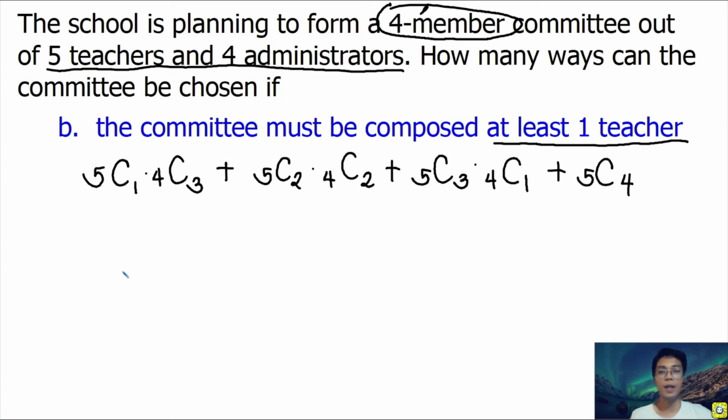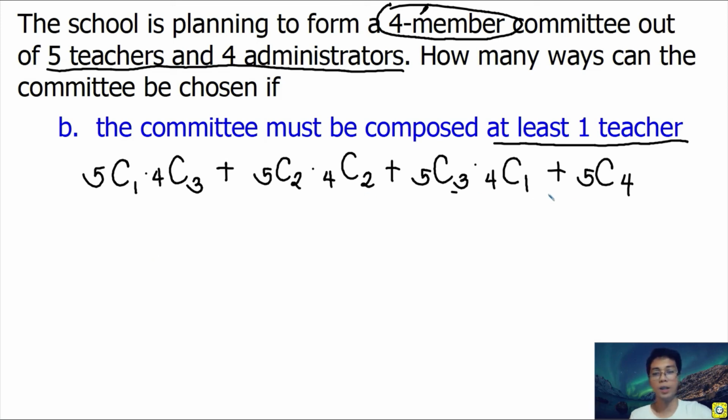So, ibig sabihin, pag at least, ito po yung may mga pina-plus-plus. 5 chosen 1 times 4 chosen 3, ito po yung exactly 1 teacher meron doon sa 4-member committee. Ito namang 5 chosen 2 times 4 chosen 2, ito yung may exactly 2 teachers na kasama doon sa 4-member committee. Ito namang 5 chosen 3 times 4 chosen 1, meron kang 3 teachers na kasama doon sa committee. And then si 5 chosen 4, ito naman yung lahat ng 4 teachers ang kasama doon sa iyong committee na bubuuin. So this will be our working formula.